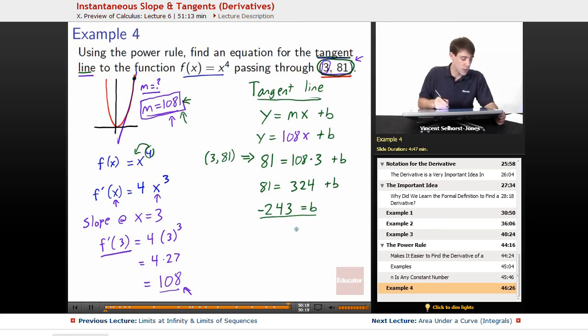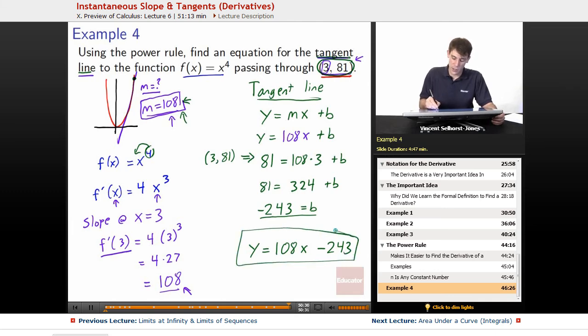We know what our slope is, so that means we can describe the tangent line in general as y equals 108 times x minus 243. Y equals mx plus b with our m and b filled in. And now we have the tangent line that passes through the point (3, 81) and is tangent to the curve created by x to the fourth.